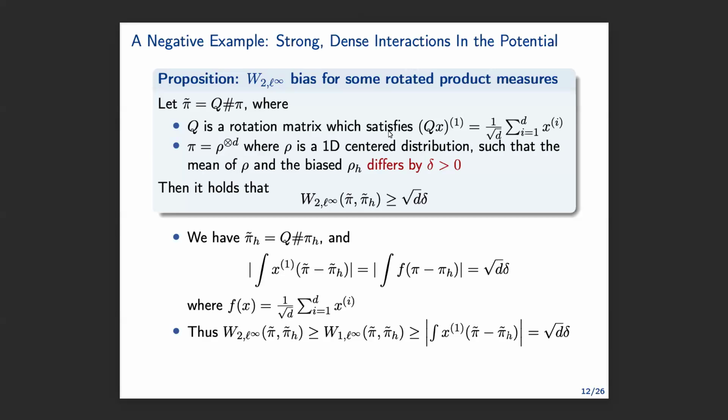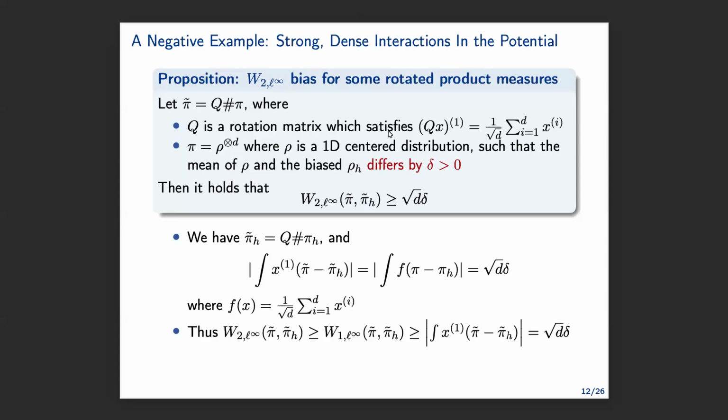So this will not be covered by Gaussian. For Gaussian, you always get the same mean, but in general, you can use a Gaussian mixture to get the bias there. The mean will differ by delta. Then the claim is that for such a pi tilde, we get the W2 L infinity scales at least square root D.